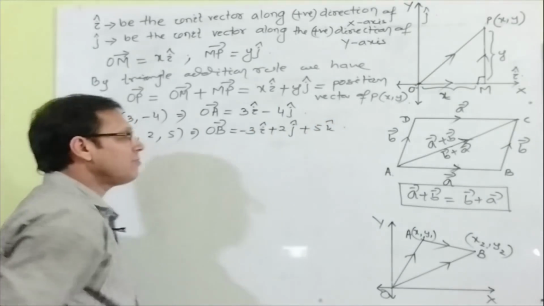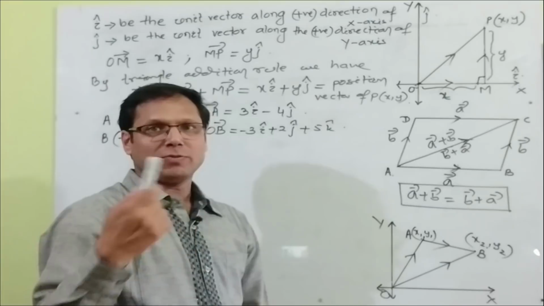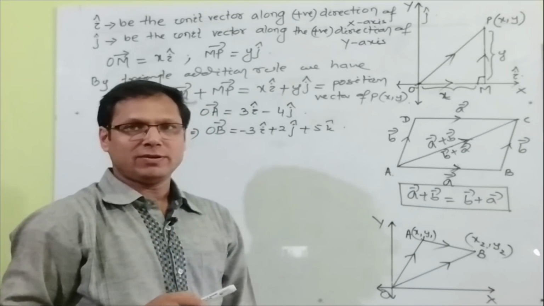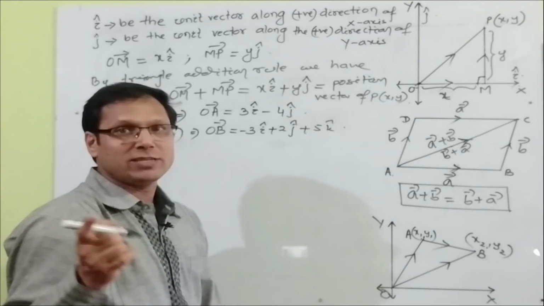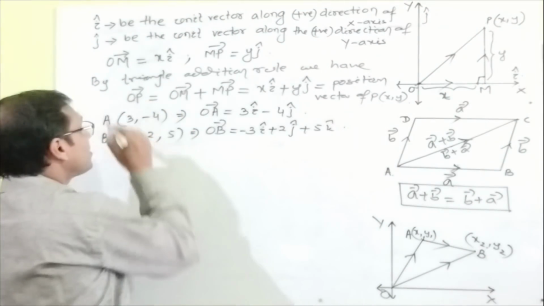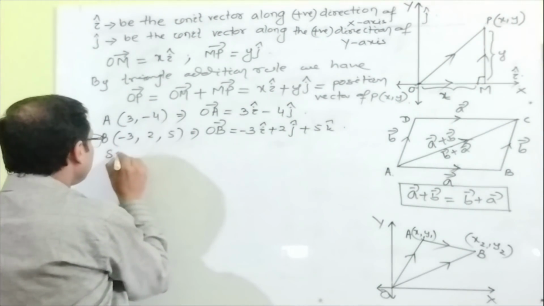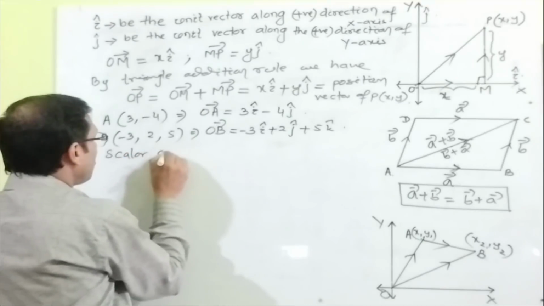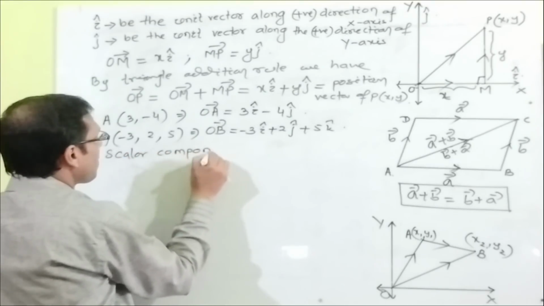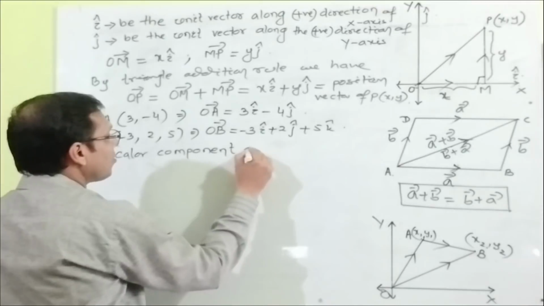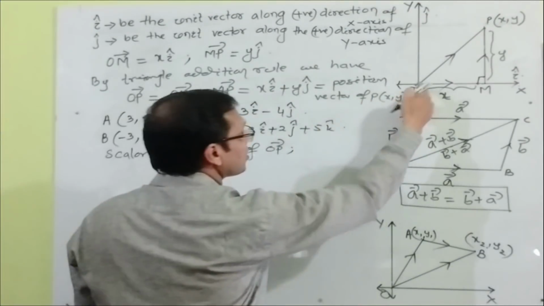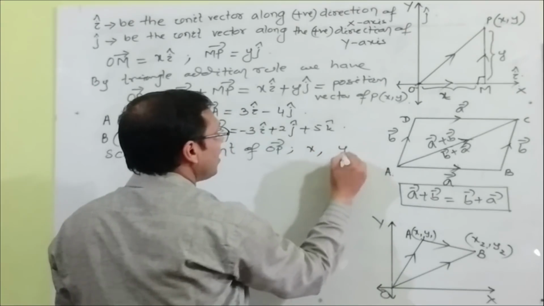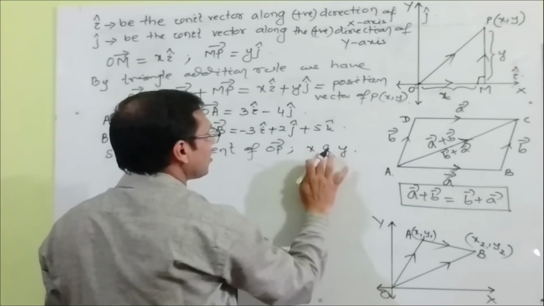From this we can find the scalar component of the vectors and the vector component of the vector. How could you find the scalar component? Suppose you have to ask what is the scalar component of the OP vector. The scalar components of the OP vector are x and y. These are the two scalar components.